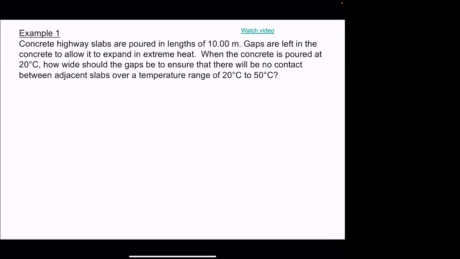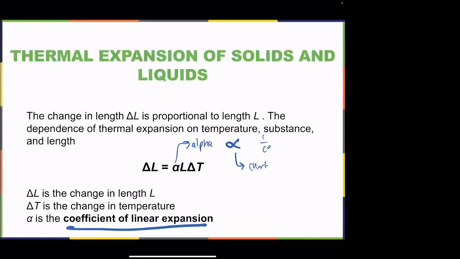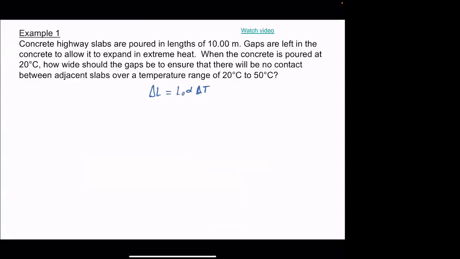When the concrete is poured at 20 degrees C, how wide should the gaps be to ensure there'll be no contact between adjacent slabs over a temperature range of 20 degrees C to 50 degrees C? So our formula: delta L equals L naught alpha delta T. There's our formula. This is L naught, that's your original length. So we know that the original length is 10 meters. Delta T equals 50 minus 20. And we've got to find alpha for concrete.